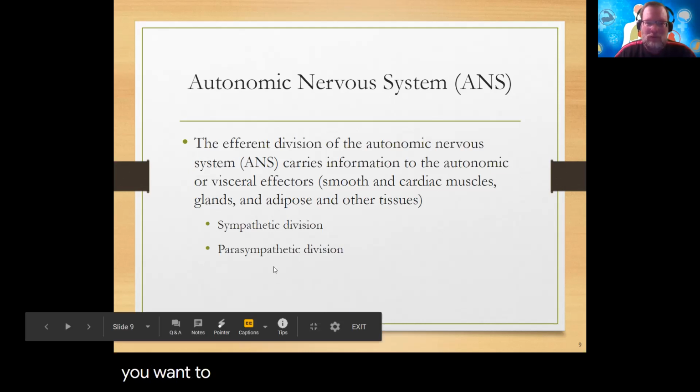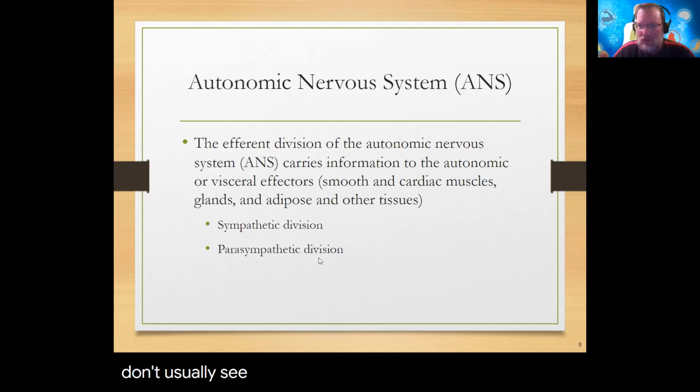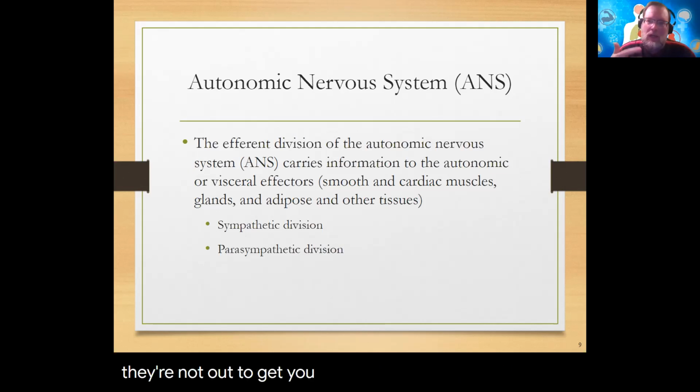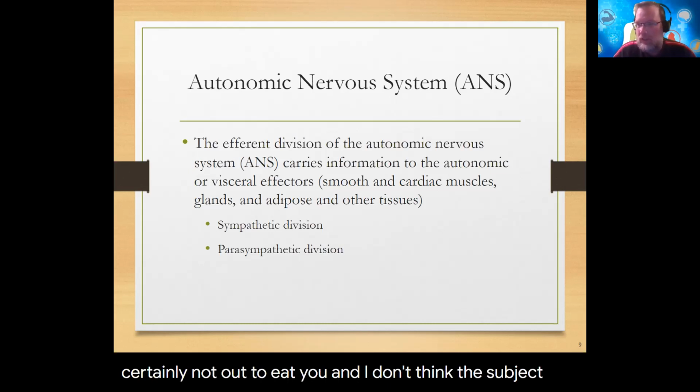So you want to be careful that the bear is not chasing you. We don't usually see bears around here. If the bear is your bills every month, or your boss or your significant other or your kids, you can't perceive them that way. They're not the bear. They're not out to get you and eat you. And if they are, this class, I'm not a bear. I'm not out to get you. I'm certainly not out to eat you. And I don't think the subject matter is either.